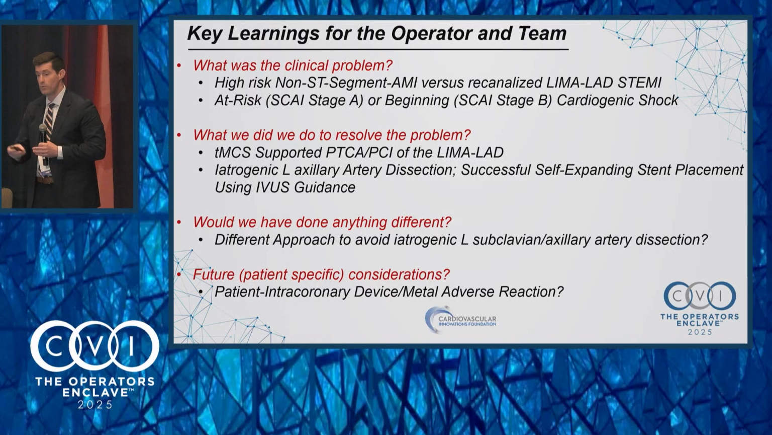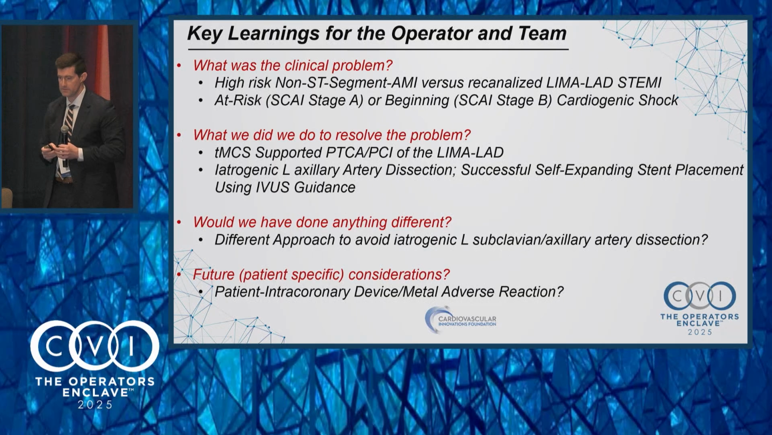So we actually left the temporary mechanical circulatory support device in for about 24 to 36 hours. It was then de-escalated in the lab, and she did well, discharged to home with follow-up. So really, what was the clinical problem? I'm thinking, high risk and STEMI, especially in complex anatomy, developing cardiogenic shock, and what do we do to resolve the problem? I think that we talked about the importance of coronary revascularization here.